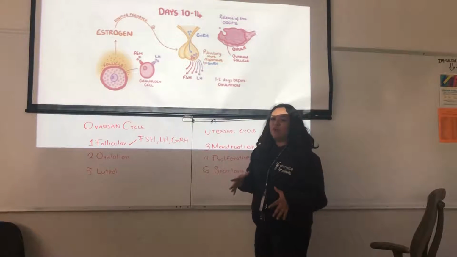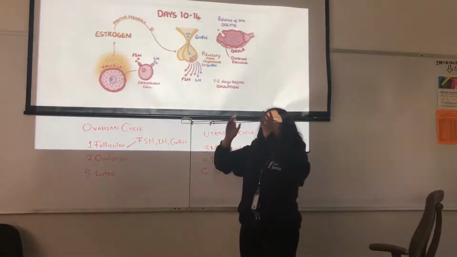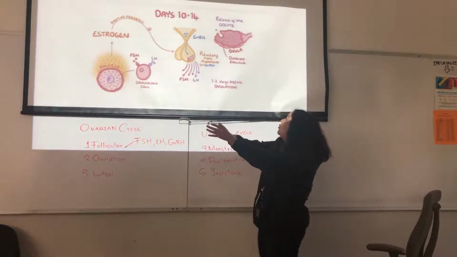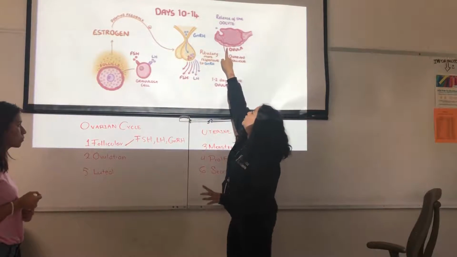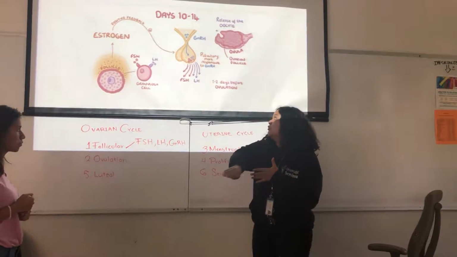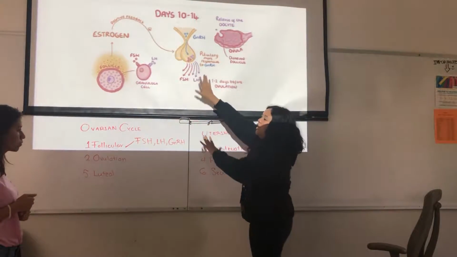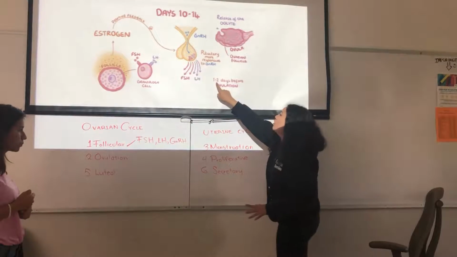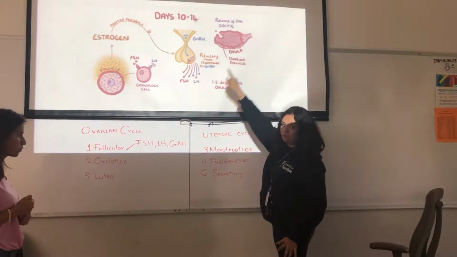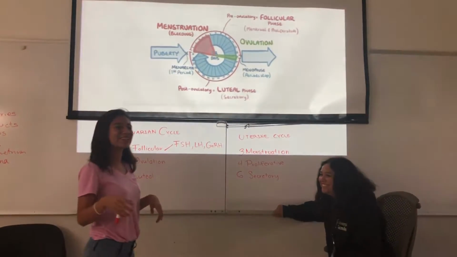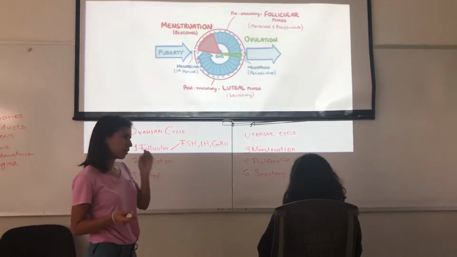The ovulation in itself is just the release of the oocyte from the ovarian follicle. Here is the ovarian follicle, it breaks, so the oocyte is released. All of this happens approximately 1 or 2 days before the actual ovulation. Now we're going to talk about the menstrual cycle.